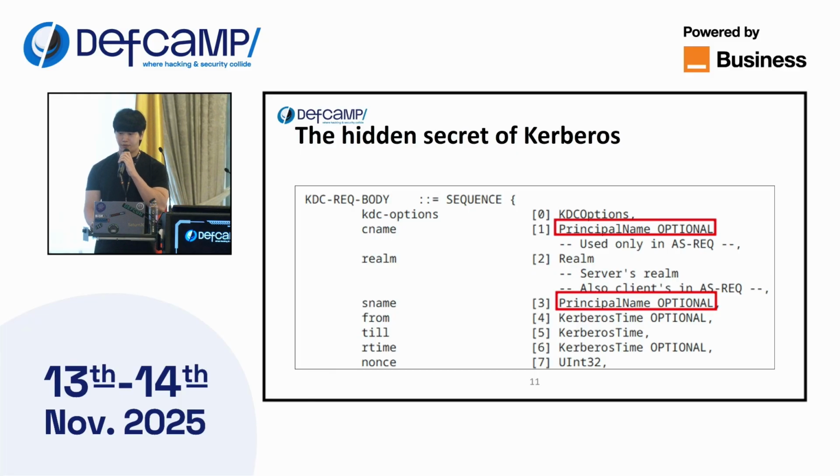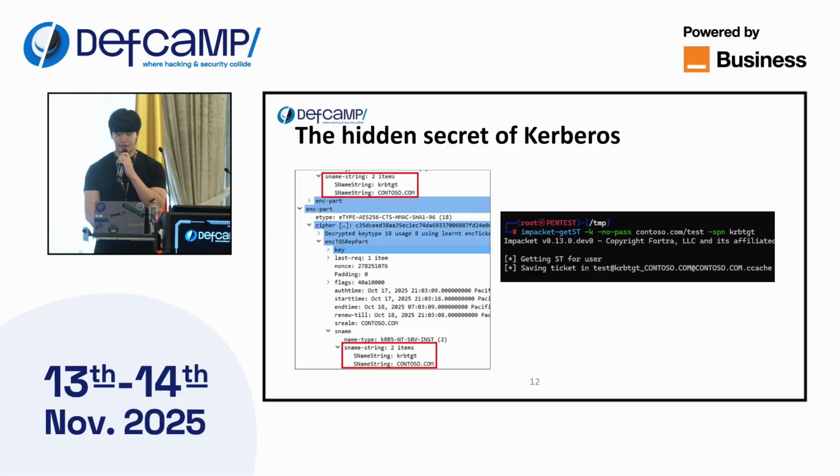Now let me reveal one of the hidden secrets of the Kerberos protocol. This is a known quirk among those who frequently experiment with the Kerberos authentication process, but I believe there haven't been many attacks that take advantage of it yet. In the KDC-REQ-BODY of the Kerberos protocol, both CNAME and SNAME use the same structure called PrincipalName, and this field is entirely optional. In other words, both CNAME and SNAME are non-mandatory fields that can be omitted.